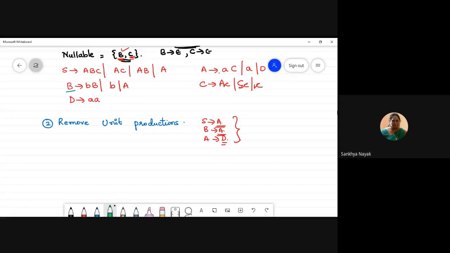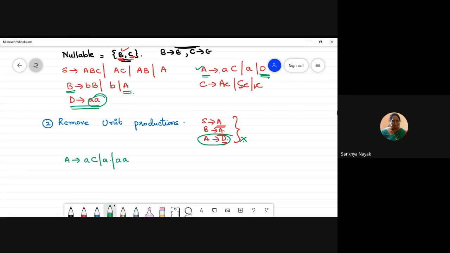You see here, B is deriving A and A is deriving D, correct? And D is not deriving any non-terminal. It is not a part of unit production. So I can start with this one easily, okay? So A derives AC, A. Now in place of D, I am going to replace the right hand side of D, that is AA, correct? So I have removed this A derives D.